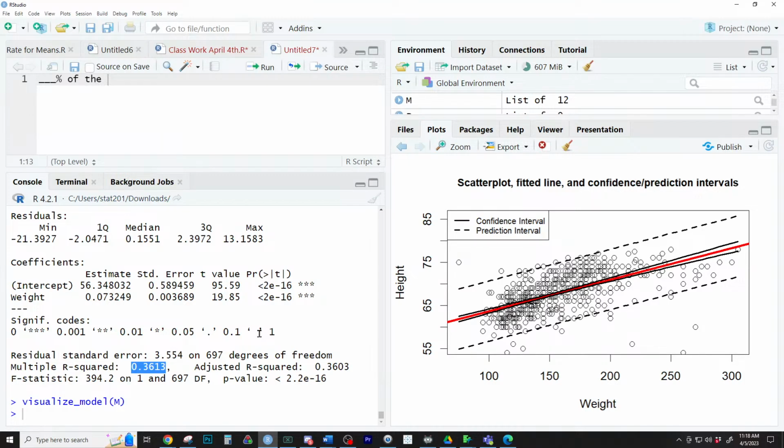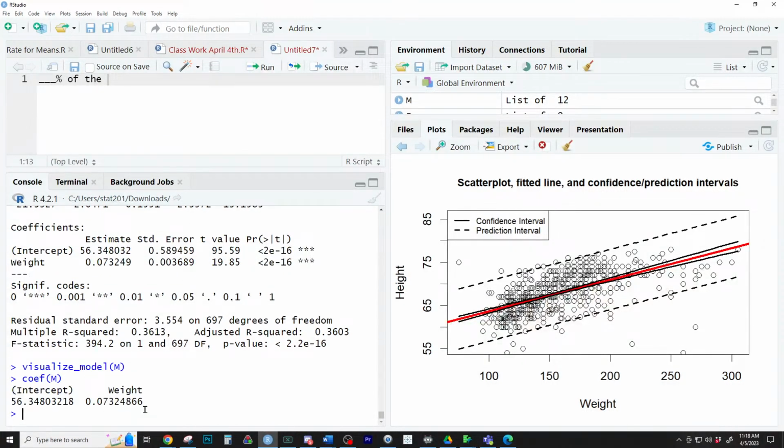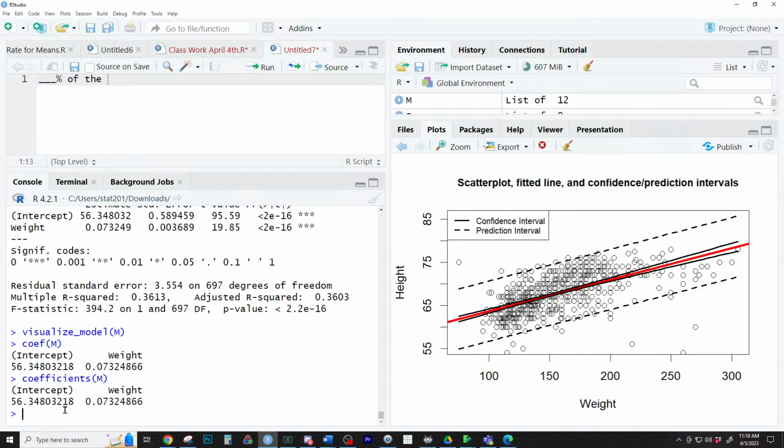Here in the software you can do coefficients. It'll tell you the coefficients of the model. There are the coefficients: 0.07, exactly, and you see it right there. If you say coefficients, you can do coefficients also. That's the coefficient of weight, which is the coefficient of the x variable.